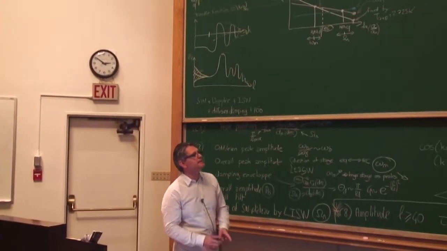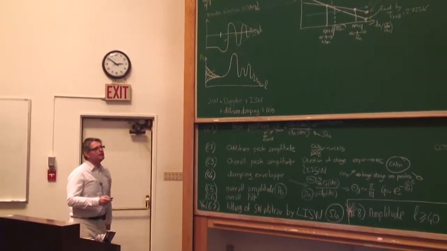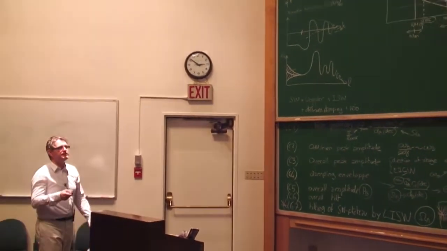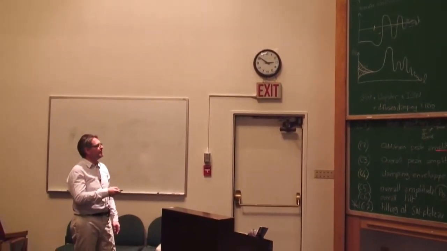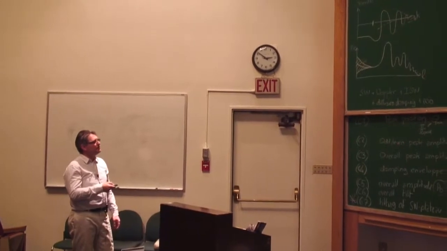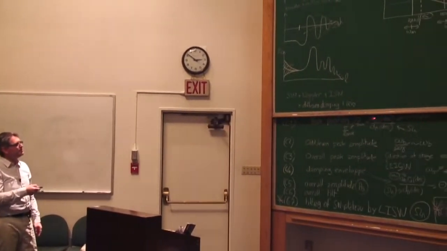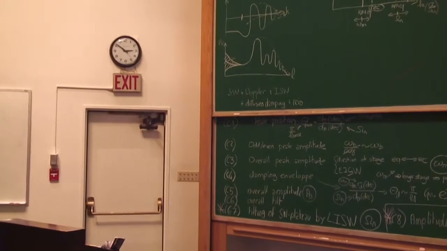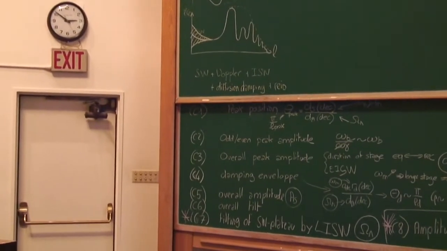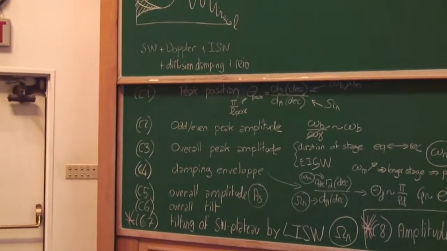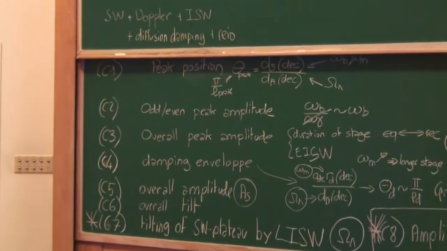So this is effect C1. And you can see also another thing. So this was effect C2, right? The amplitude between odd and even peaks. But if you change omega_b, you change a little bit the sound horizon at decoupling also. And it's not very easy to see, but there is a little shift in the scale of the peaks. But very little, in fact.